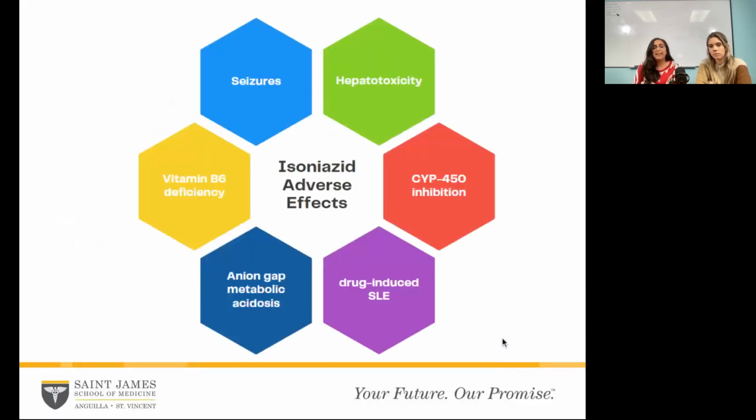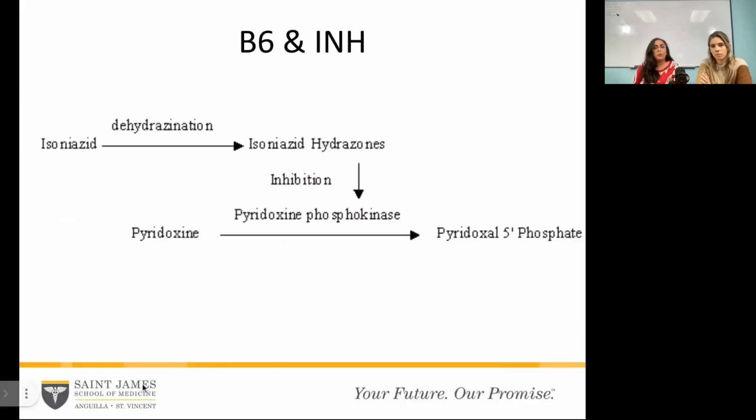So isoniazid actually has some pretty serious adverse effects. It can cause hepatotoxicity, inhibition of the CYP450 system in the liver, possibly drug-induced SLE, anion gap metabolic acidosis, vitamin B6 deficiency, as we've discussed in this vignette, and even possibly seizures. So why do we need to give B6 with isoniazid?